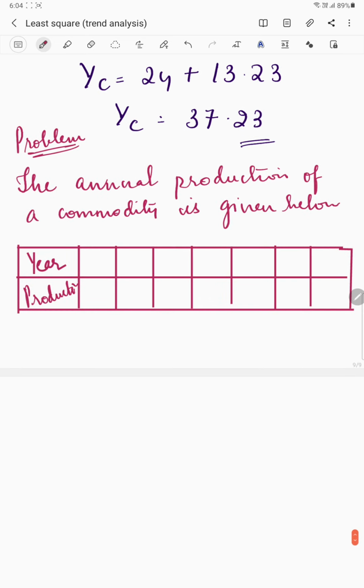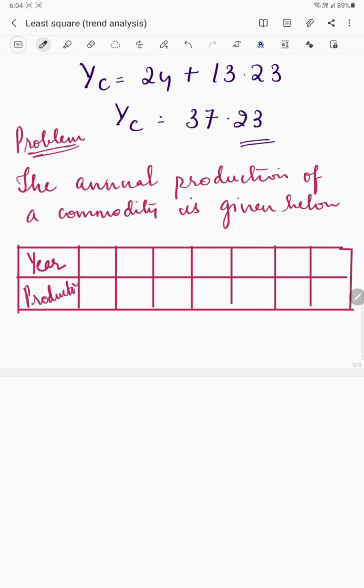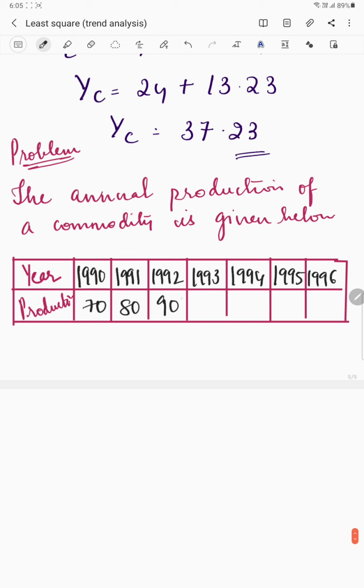Or annual production. So we will just quickly write the year: 1990, 1991, 1992, 1993, 1994, 1995, 1996. Okay, so the production is 70, 80, 90, 95, 102, 110, 115.